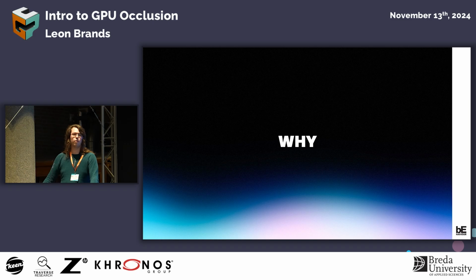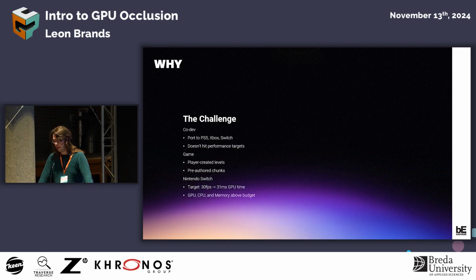So why? Why did we bother with GPU-based occlusion culling? Why would we go through all this effort, and maybe why should you? So the challenge here, the project, as I've described, is code dev. This means that we work side by side with our client while they're still developing the game. In that process, we are primarily responsible for porting the game to PlayStation, Xbox, and Nintendo Switch. And at this point, the game sort of runs on all platforms, but doesn't always hit performance targets. So a large part of my workload is optimizations.